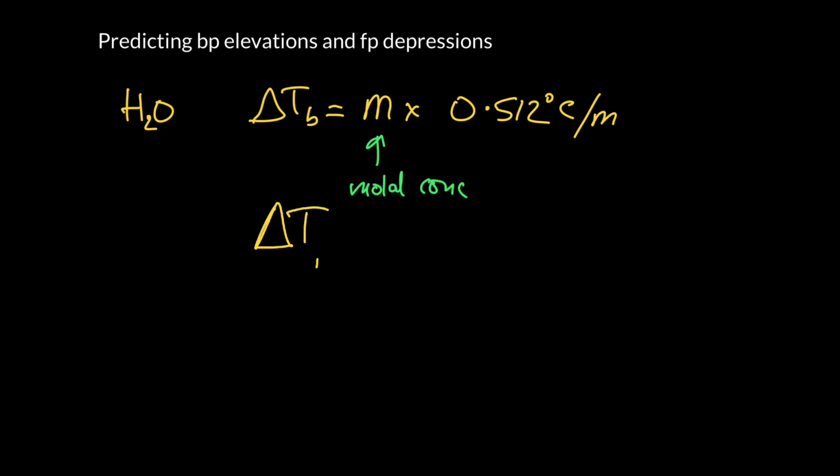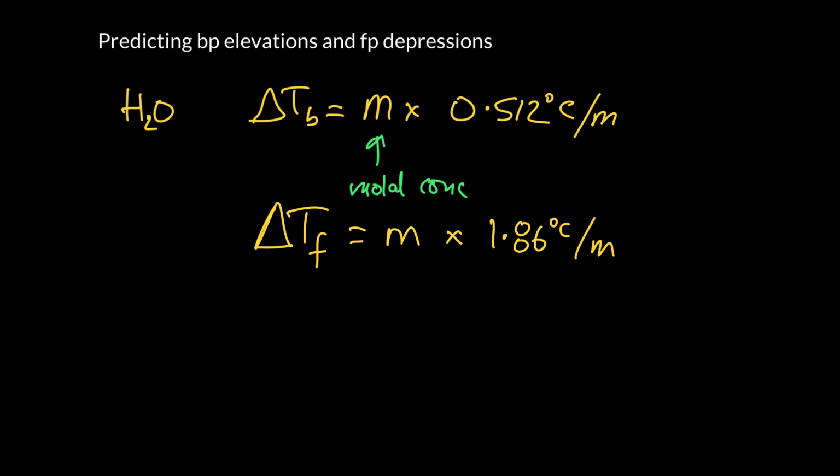We notice the same thing for the freezing point as well. So for water, there was a depression that was related to the concentration. So I can write the molal concentration, and the slope of that graph was 1.86 degrees C every time the concentration changed by 1 mole per kilogram. And so we can write this equation here.